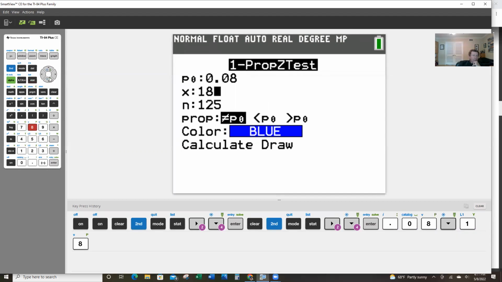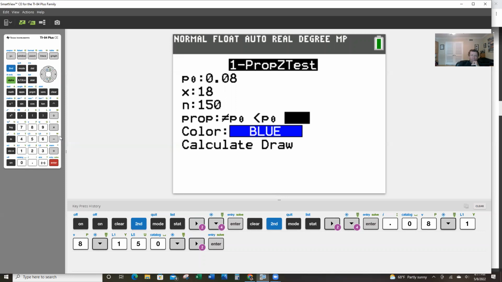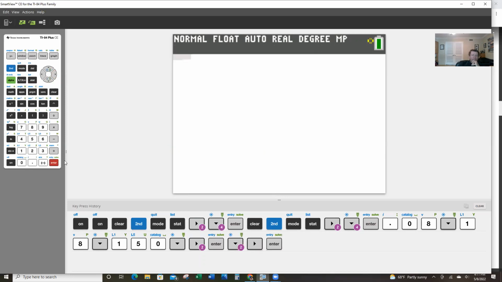18 people out of 150 experienced this side effect. And we're looking for greater than right there. Okay. And then we're going to go ahead and click draw. Check this out. This will do it.